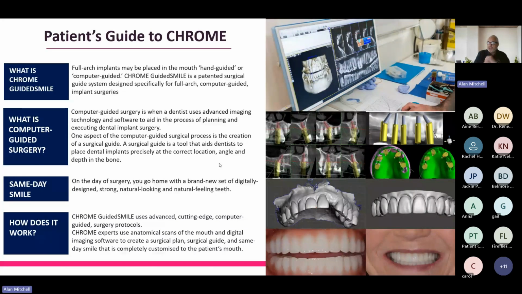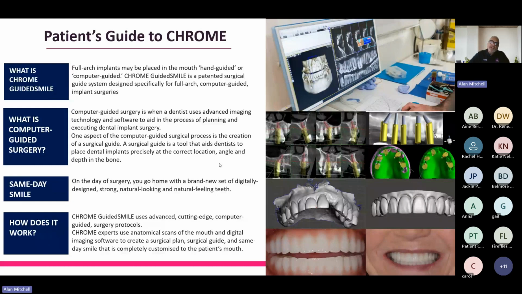So how does it work? We're going to come into that a lot more, but basically it's a certain set of records that we take, and then we build the smile from the records that you guys have fed into us. Then there's a planning meeting that takes place, and everything is agreed before we go to manufacture.